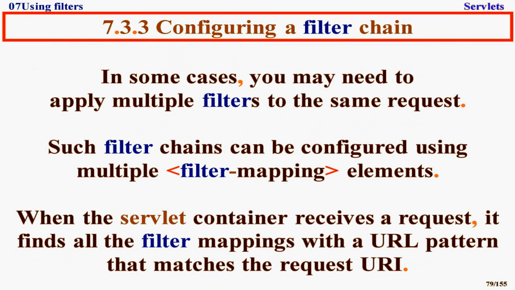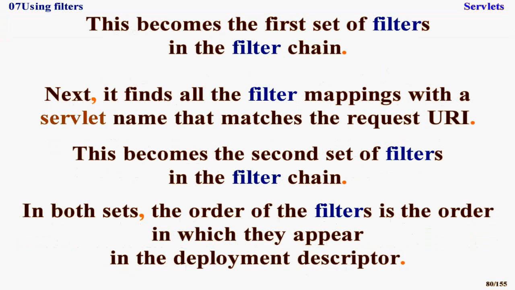Such filter chains can be configured using multiple filter mapping elements. When the servlet container receives a request, it finds all the filter mappings with a URL pattern that matches the request URI. This becomes the first set of filters in the filter chain. Next, it finds all the filter mappings with a servlet name that matches the request URI. This becomes the second set of filters in the filter chain. In both sets, the order of the filters is the order in which they appear in the deployment descriptor.